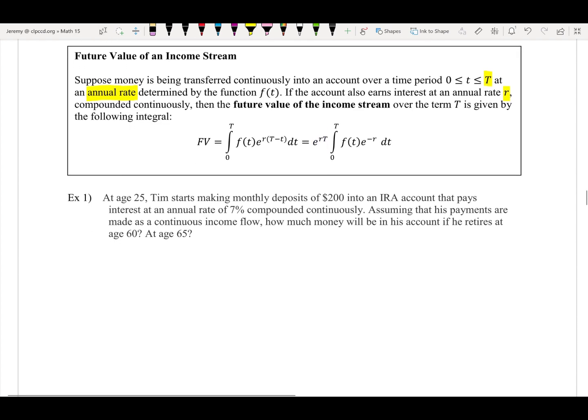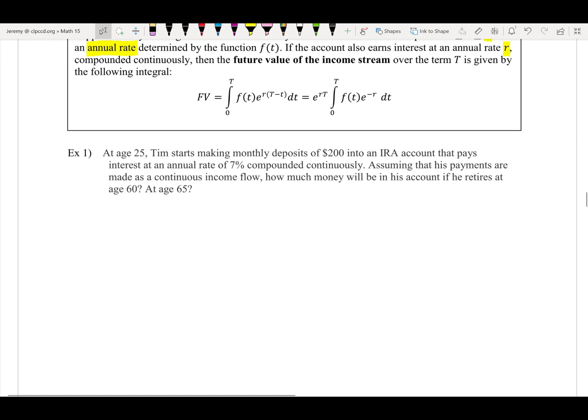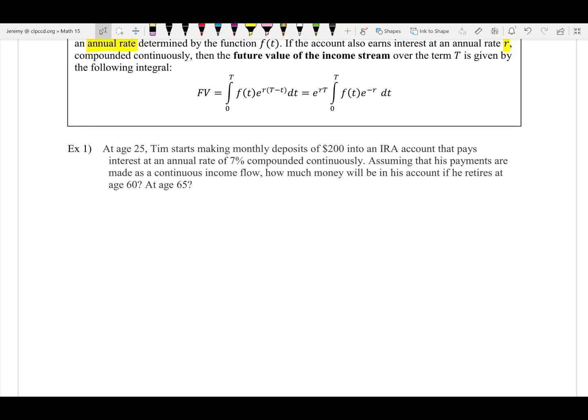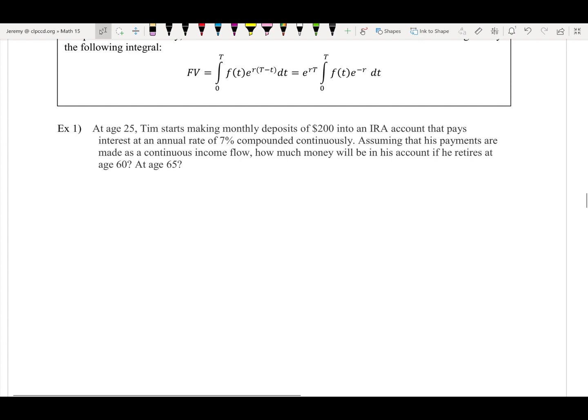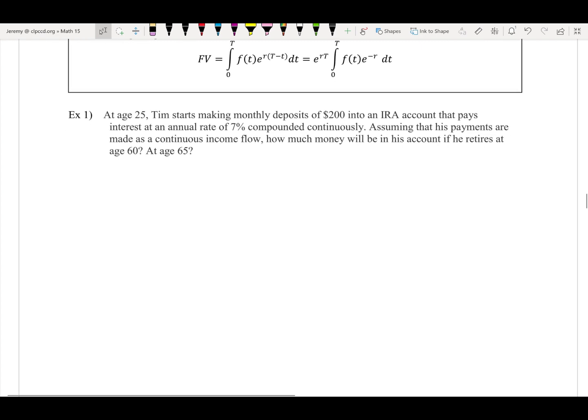All right, so just another way of expressing it. Now, let's look at an example, kind of bring all this back down to earth here.